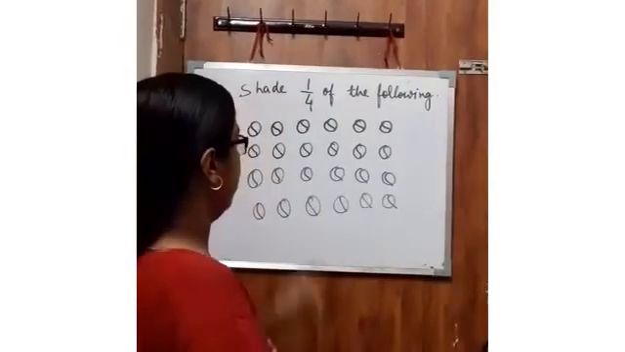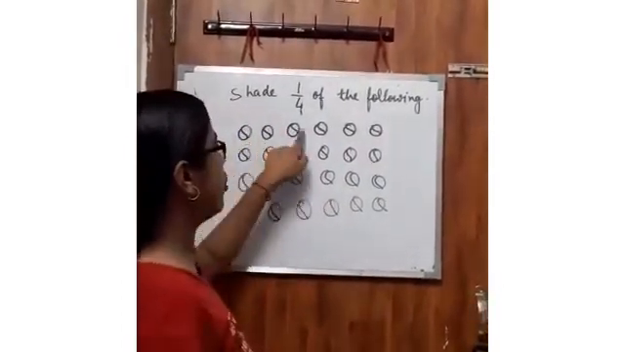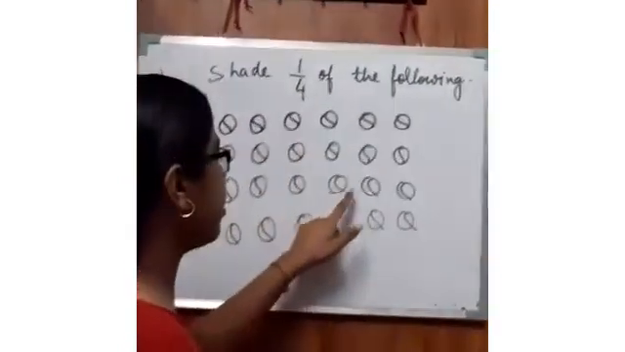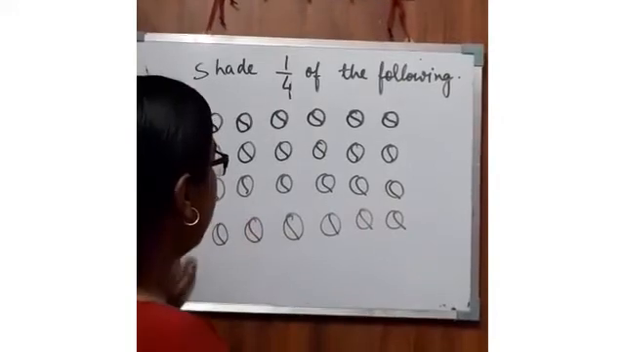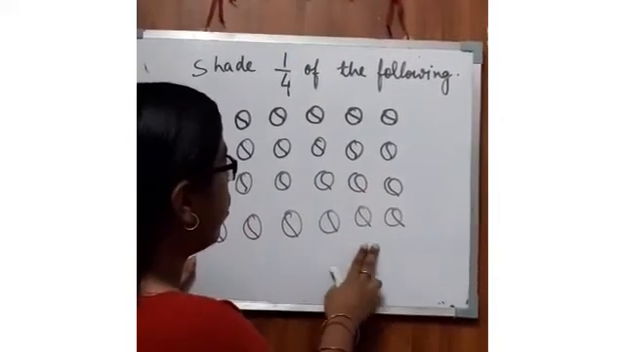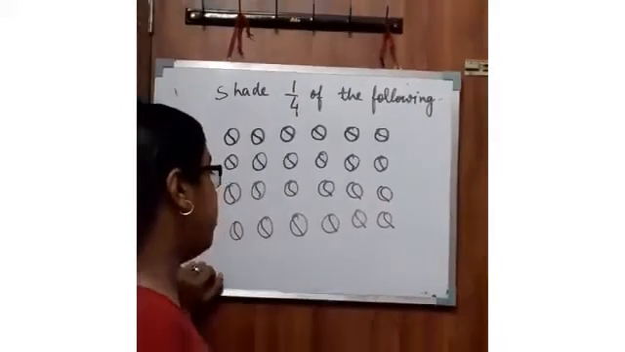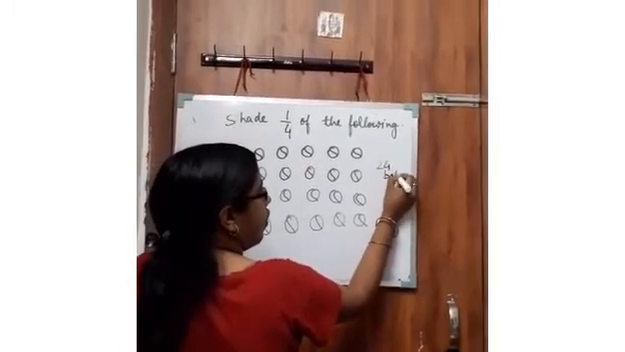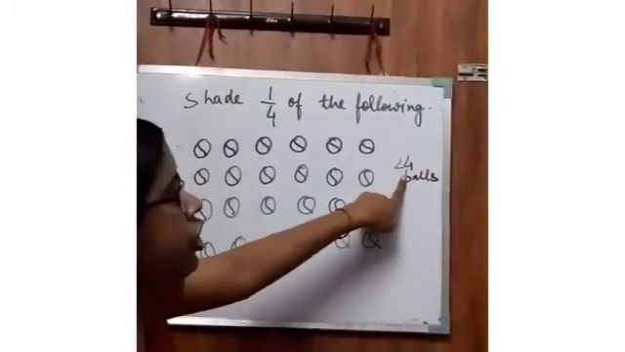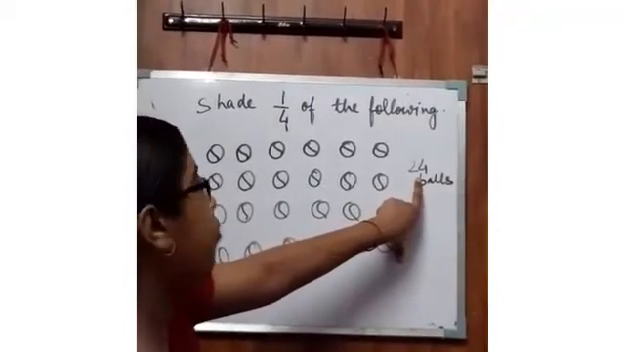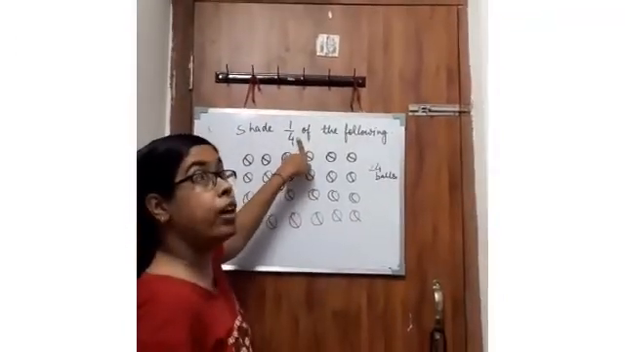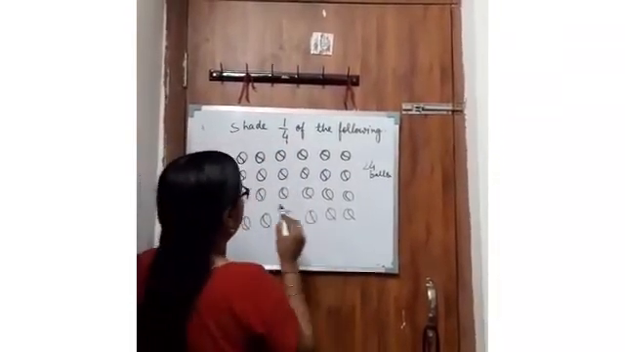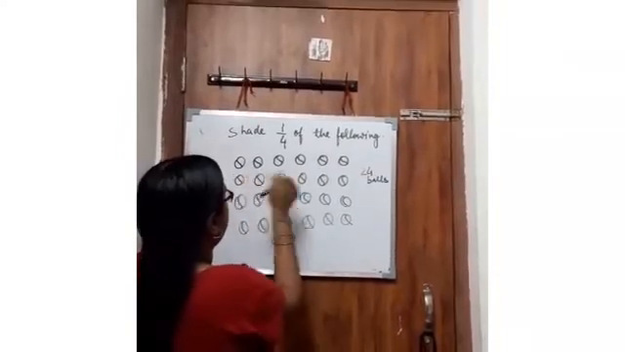The following. See how many balls are there? 1, 2, 3, 4, 5, 6, 7, 8, 9, 10, 11, 12, 13, 14, 15, 16, 17, 18, 19, 20, 21, 22, 23, 24. 24 balls are there. And I have to distribute these 24 balls into how many groups? 4 equal groups. So in each group there are 6 balls.